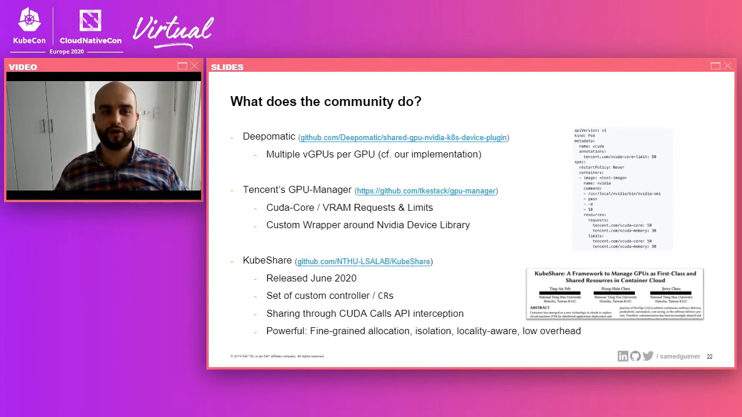Last year, the newly released work KubeShare also enforces hardware isolation by intercepting CUDA calls at the GPU and implementing its own scheduling mechanism. While GPU Manager from Tencent requires the extension of the Kubernetes scheduler, KubeShare coexists as a controller and solves a lot of the aforementioned problems with custom resources.